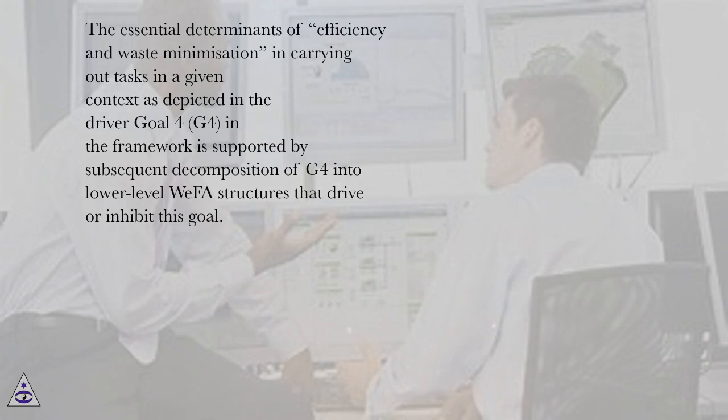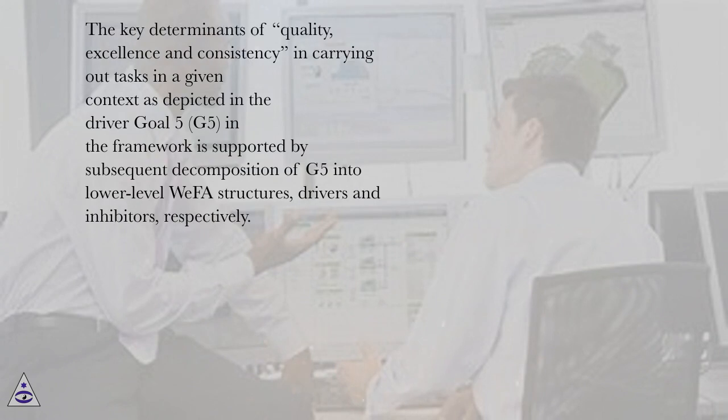This principally helps determine the driver and inhibitor goals for motivational, behavioral and drive aspects. The essential determinants of efficiency and waste minimization in carrying out tasks in a given context, as depicted in the driver goal 4, G4, in the framework, is supported by subsequent decomposition of G4 into lower-level WFA structures that drive or inhibit this goal. The key determinants of quality, excellence and consistency in carrying out tasks in a given context, as depicted in the driver goal 5, G5, in the framework, is supported by subsequent decomposition of G5 into lower-level WFA structures, drivers and inhibitors, respectively.